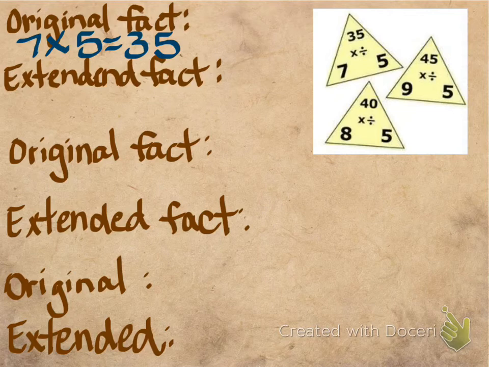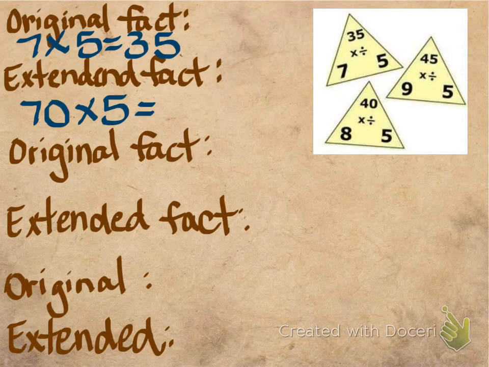And what we're going to do for the extended fact is we're going to add a 0 to the end of that first number. So my extended fact might look like this. 70 times 5 equals, and if we do our basic fact, the 7 times 5, we get the 35 portion, and then we move that 0 over, and 70 times 5 equals 350. Pretty cool, right?